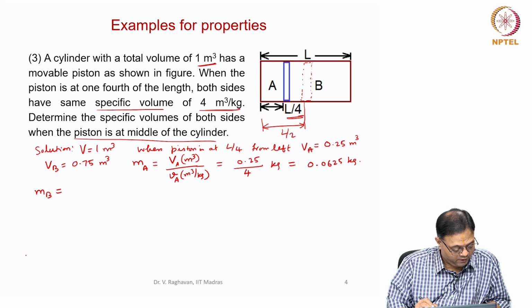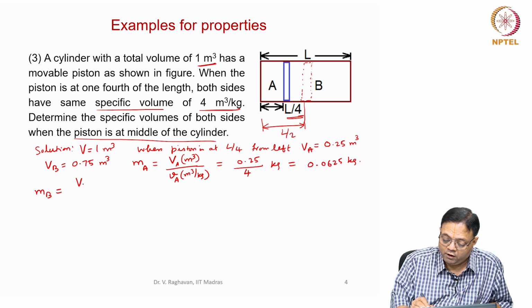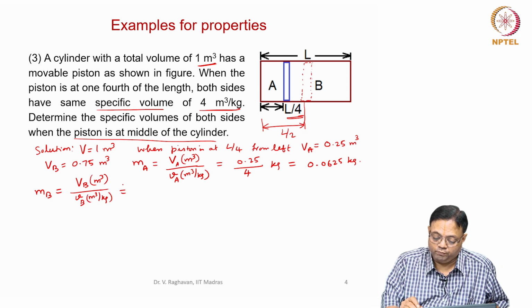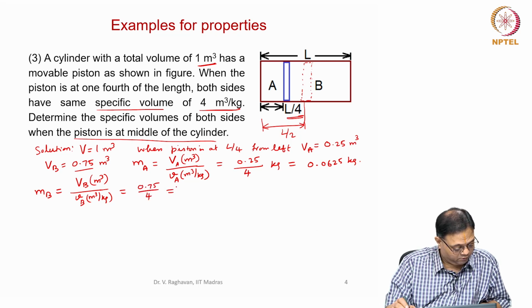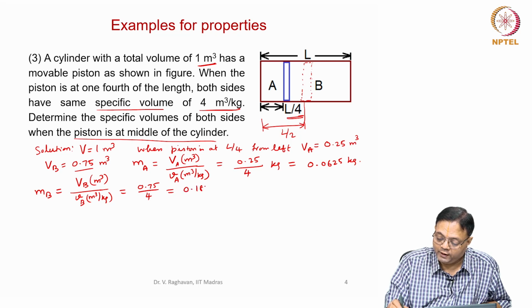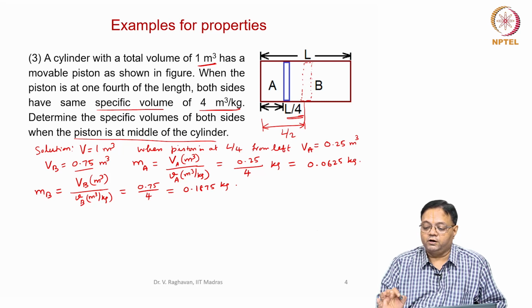Similarly, mass in the chamber B is what? Mass in the chamber B is total volume of B in meter cube divided by the specific volume of B in meter cube per kg, which is equal to 0.75 divided by the specific volume, which is the same in this particular condition. So, it is 0.1875 kg. So, now the masses are got.